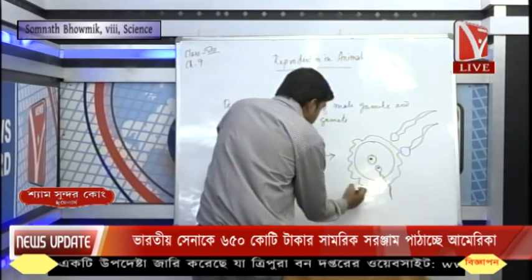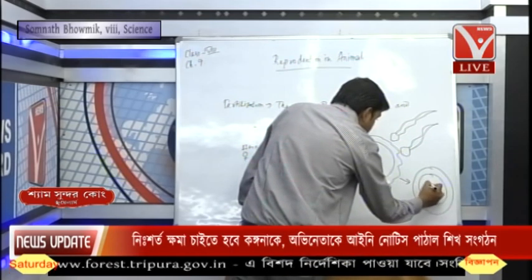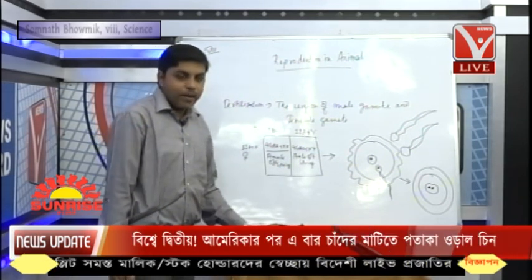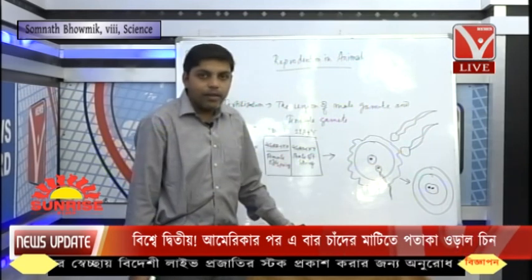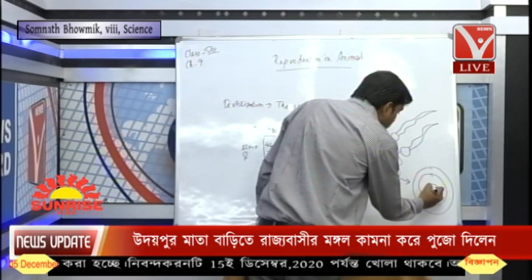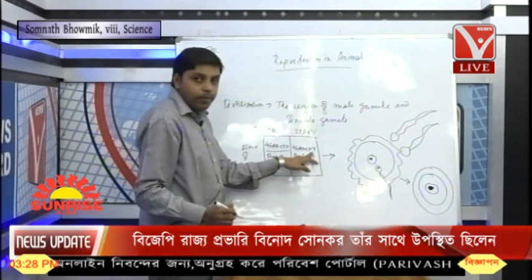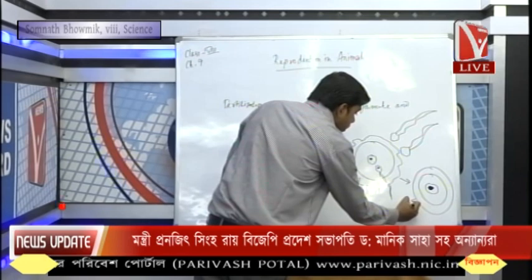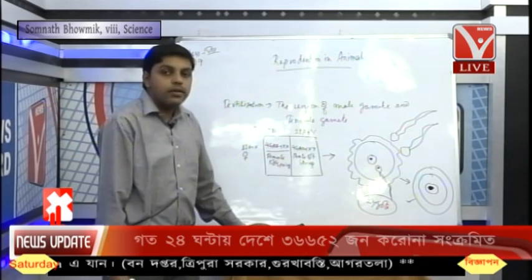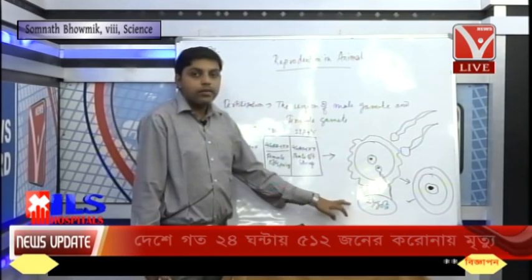After fertilization, what will happen? There are two nuclei. One nucleus is from the male parent, the male gamete, and one nucleus is from the female parent, the female gamete. They unite to form one nucleus, that is 44 plus XX or 44 plus XY. This is known as the zygote. So what is the result of fertilization? Because of fertilization, the zygote is formed. Clear?